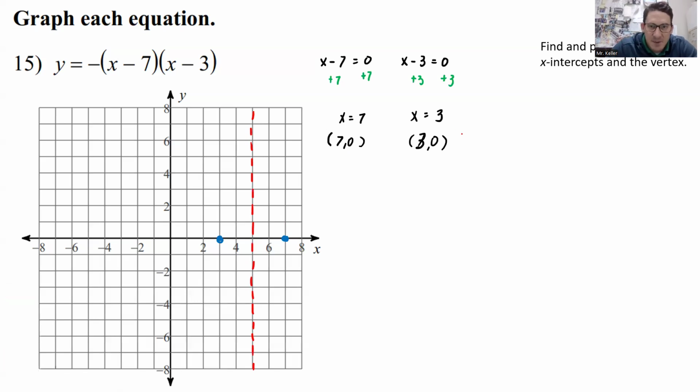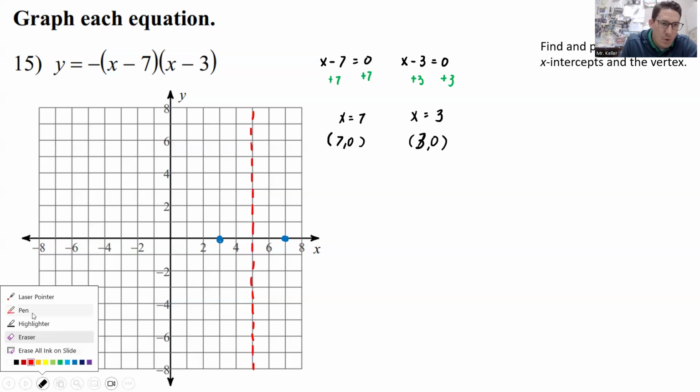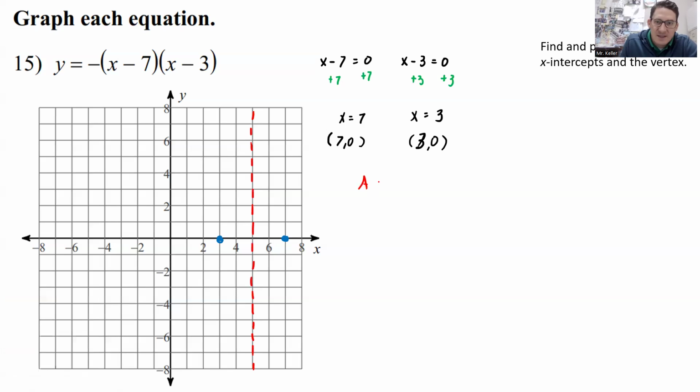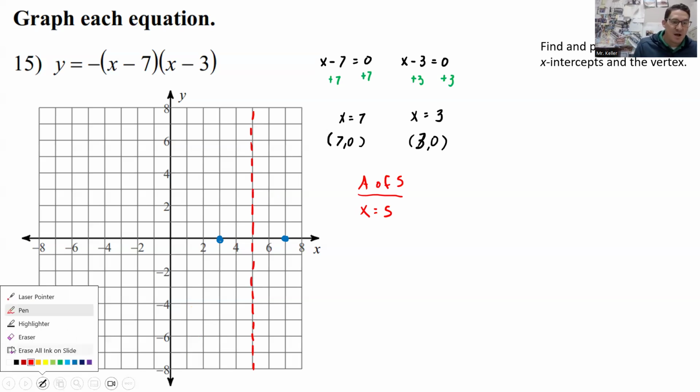So the axis of symmetry, right? Hold on. So the axis of symmetry in red there, that is at x is equal to 5. So that's going through x equals 5. So look at the graph. So now I just need to find where the vertex is on that to plot the vertex.